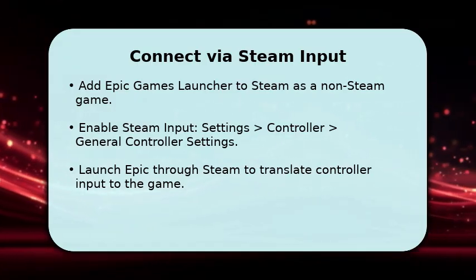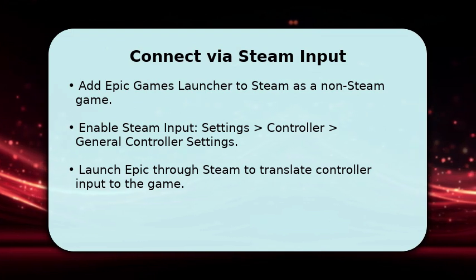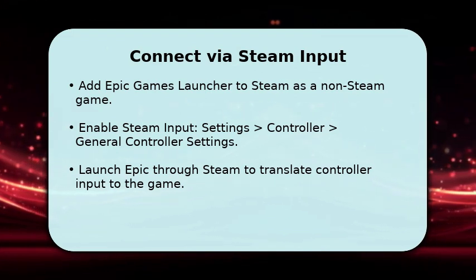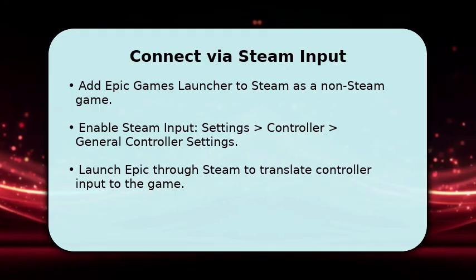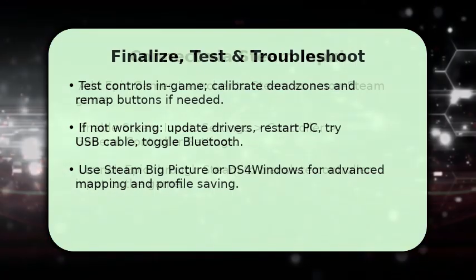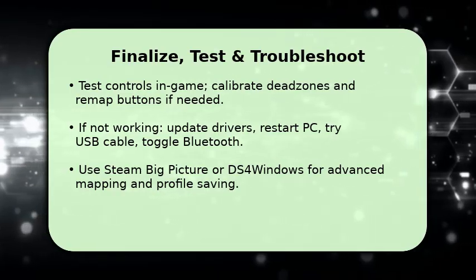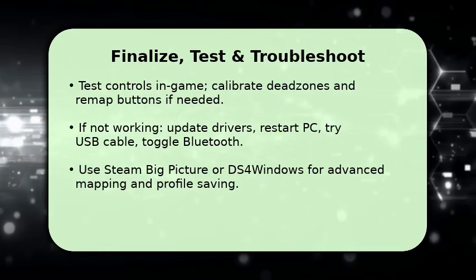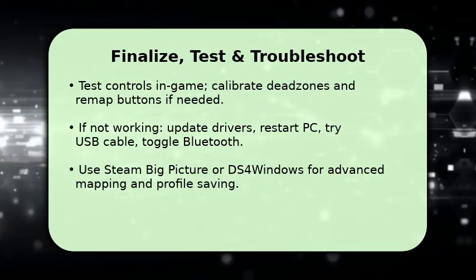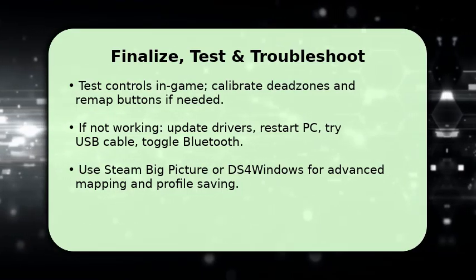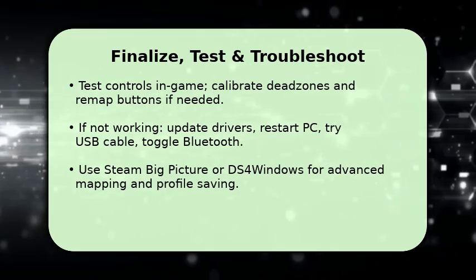Steam will remap inputs and pass them to games, providing consistent button mapping and vibration behavior, even for PlayStation or generic controllers. You complete the setup by testing controls inside the game and adjusting mappings or dead zones to match your preference. This ensures gameplay feels correct. Make sure Epic runs launched via Steam so Steam Input remains active.